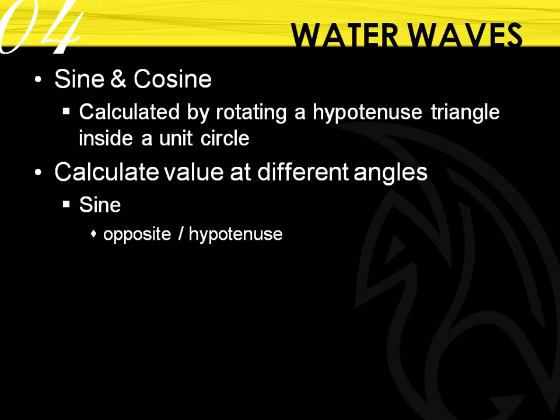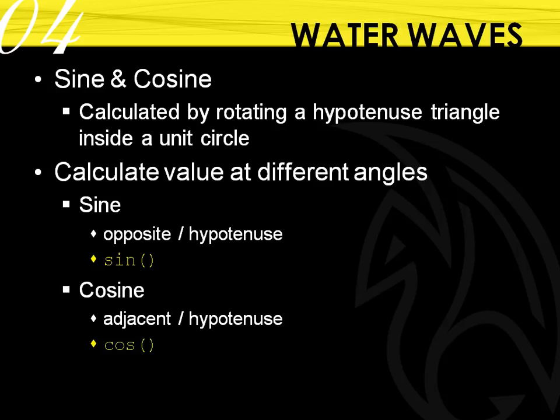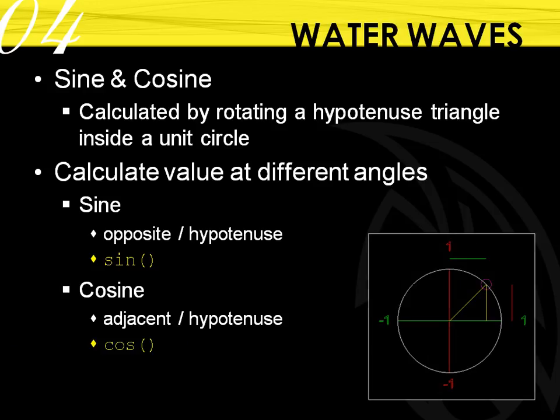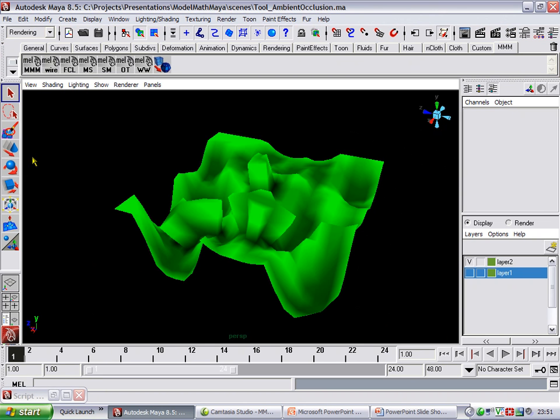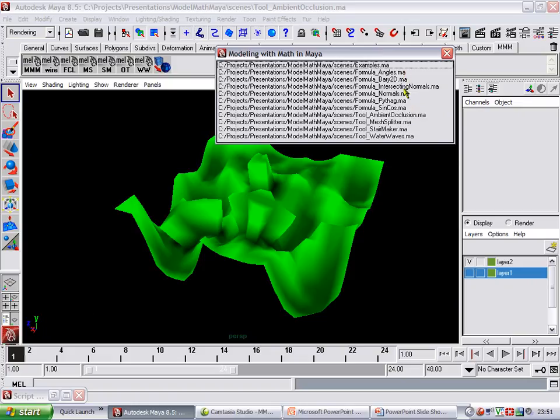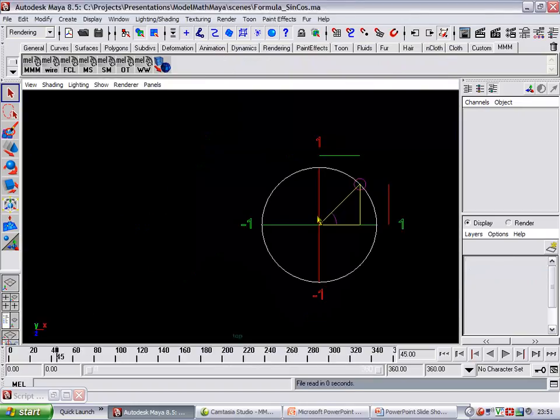If we took the length of the hypotenuse and the opposite and divided those, we would have the sine. And there is a command in Maya that allows you to calculate the sine, called sine. And the cosine is essentially the adjacent length divided by the hypotenuse, and you can also find that by using the cosine command. So this is all very abstract, so let's go ahead and look at an example so it'll be a little bit clearer. Let's go ahead and open that here.